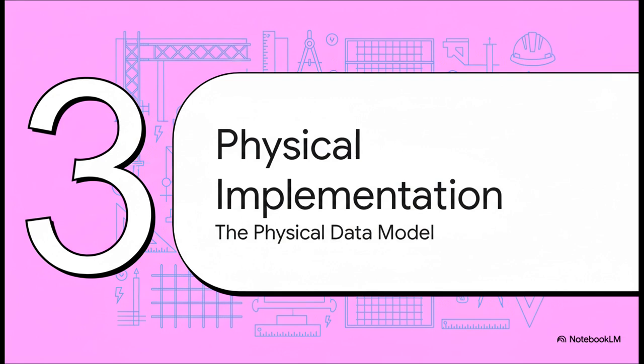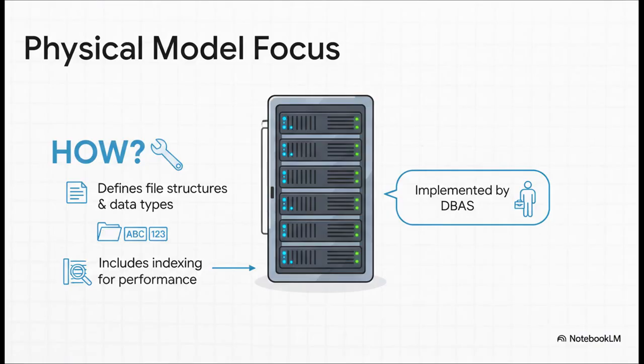All right, we've got the floor plan. Now it's finally time to build this thing. We're moving to the most detailed level of all, the physical implementation, or the physical data model. In our house analogy, this is the contractor's master guide. It specifies the exact type of concrete for the foundation, the gauge of the wiring, everything. This model is all about how the data is physically going to be stored on a hard drive.